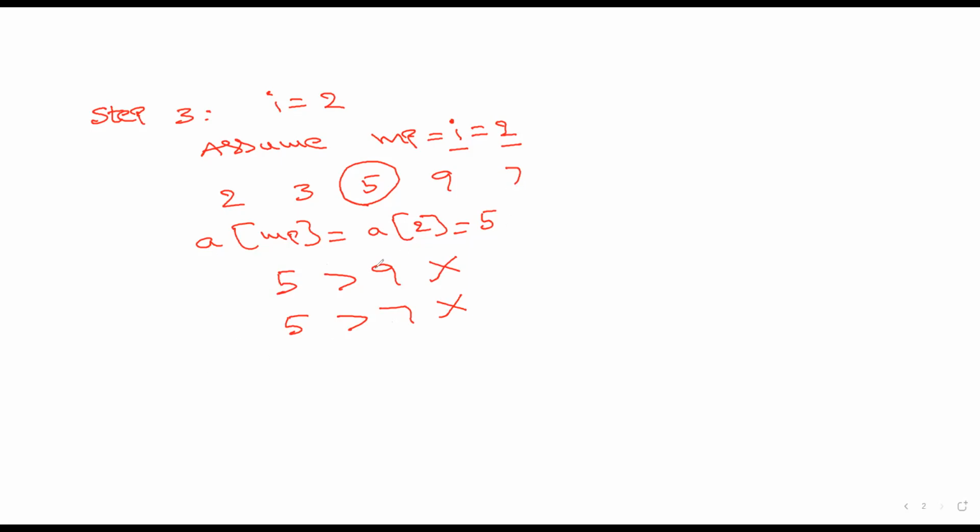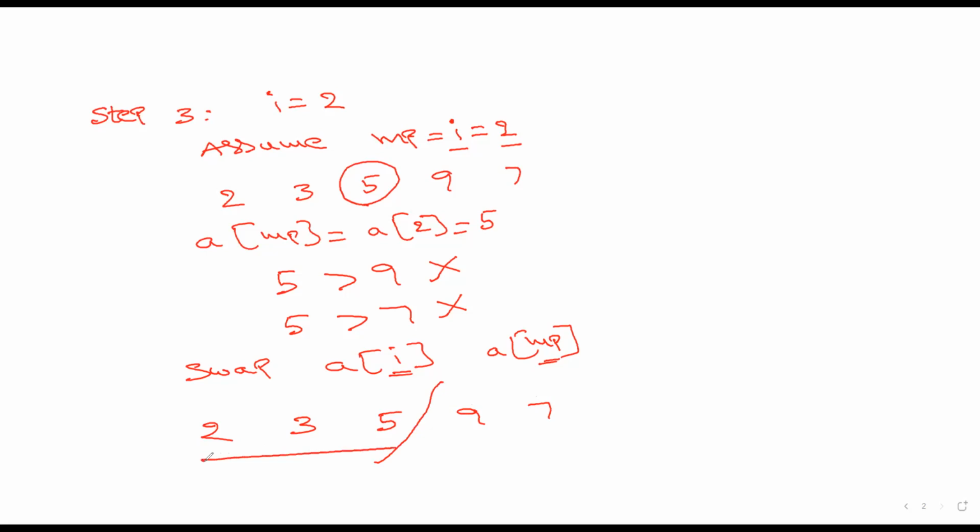So all the elements are completed. So we have to swap A of I with A of minimum position. Both are same, I and minimum position value are same. There is no need to perform any swap there. It is already 2, 3, 5, 9, 7. So up to this point, up to the second position, we got the sorted array.